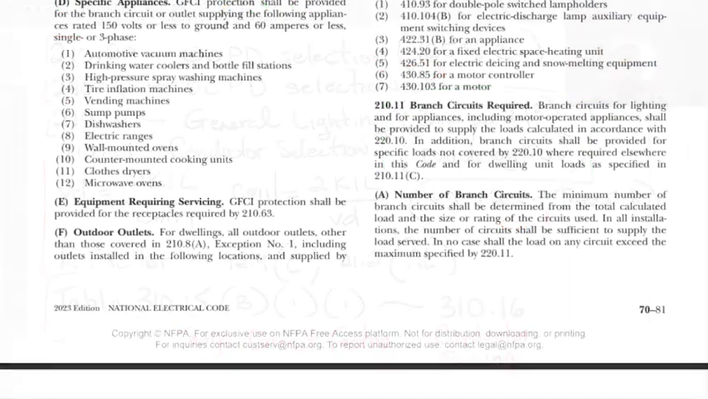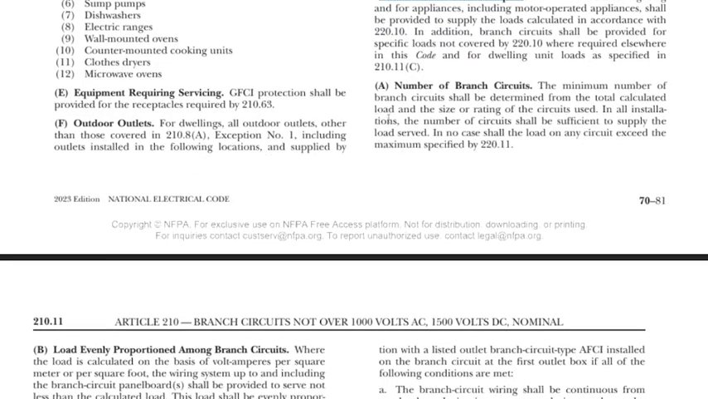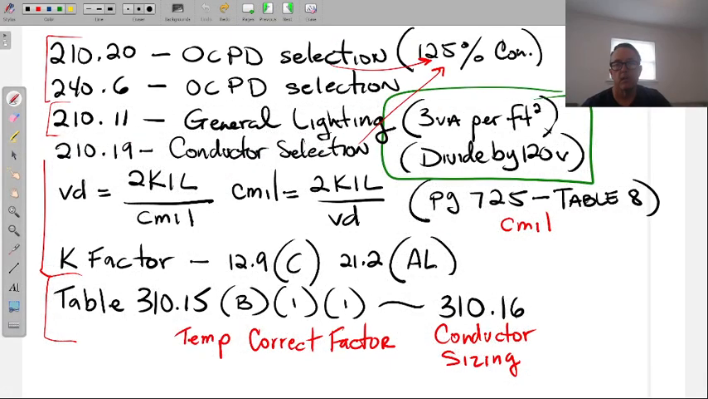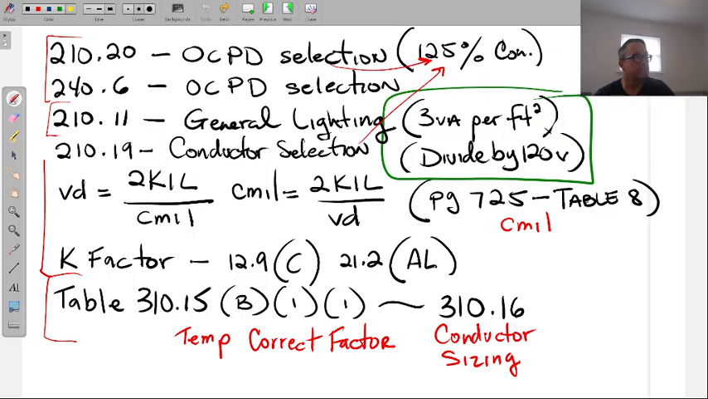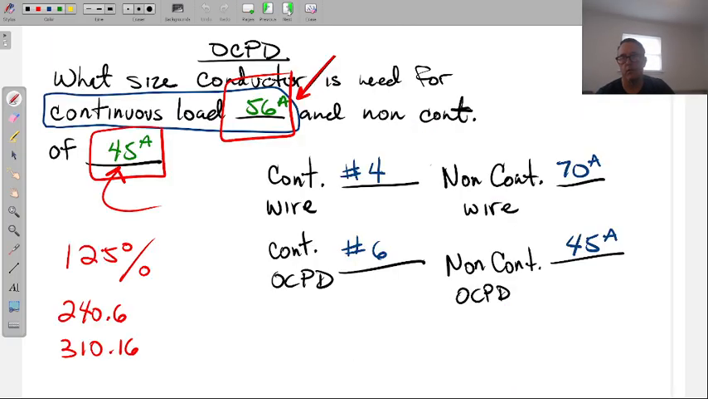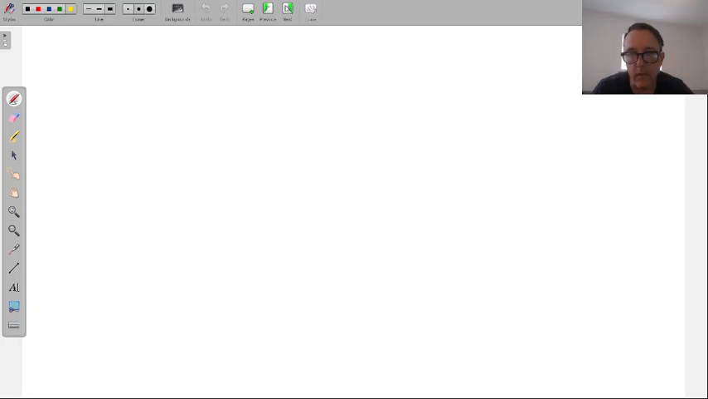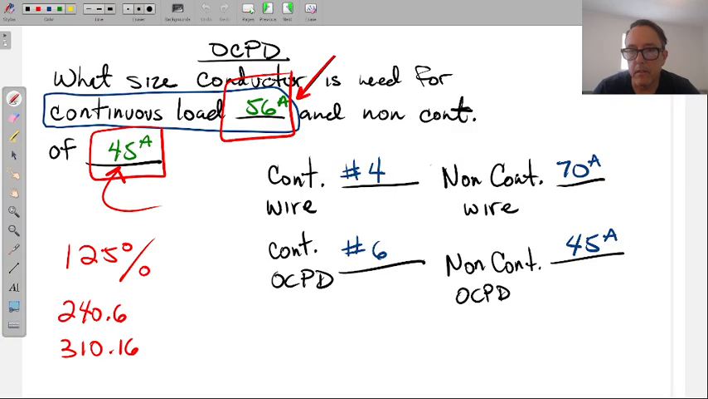This is the article it comes from, Article 210. It starts there, and then we have A, number of branch circuits, and then B, where we get the reference to the VA per square foot, or a load calculation based off of the VA per square foot. So let's do an example of that. This allows us to also put a page here. Actually, wrong direction. There we go.